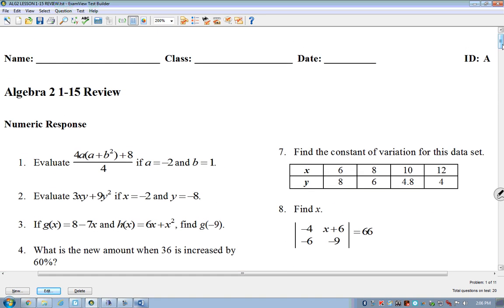All right. Let's see. What are we at? Question number 1. Are we up to 1? Okay. Question number 1 is just simply substitution and then simplify, right? All right. So let's go ahead and rewrite it.